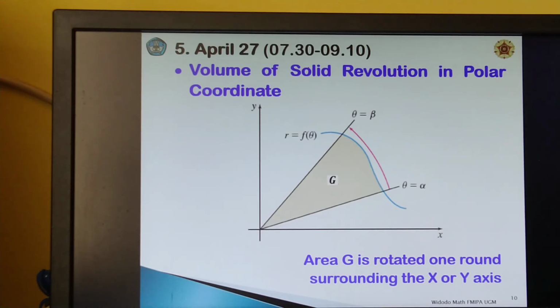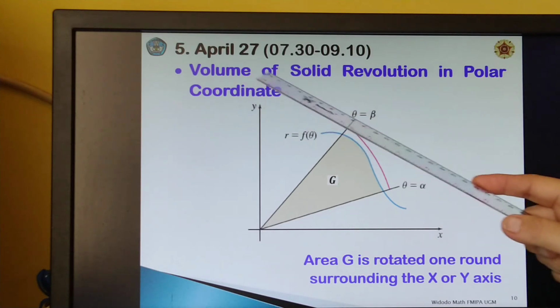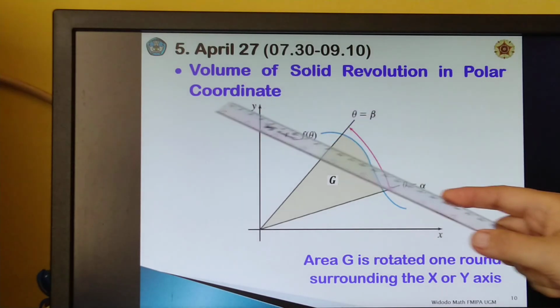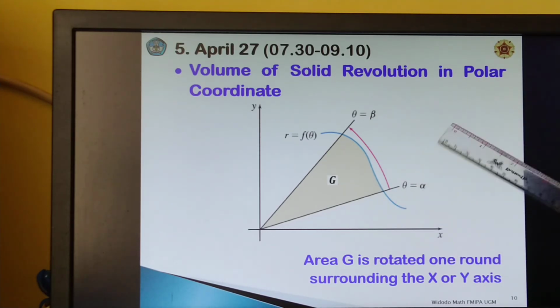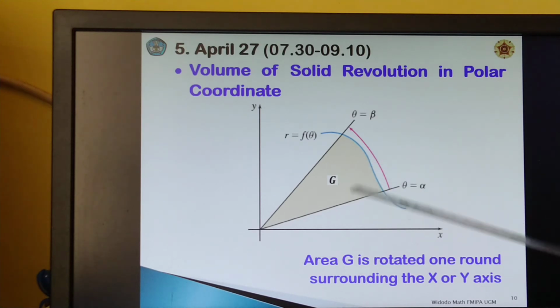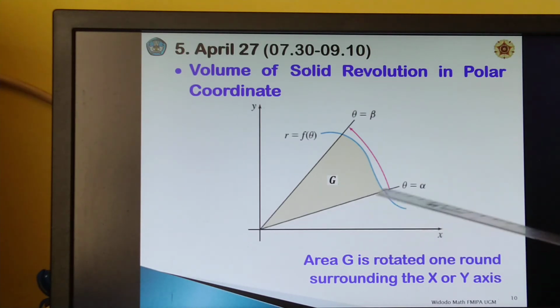In the fifth session, we would like to find the formula of the volume of a solid of revolution in polar coordinates. This is not easy, of course, but we can manage it in the fifth session. For instance, if we have G, which is the area restricted by theta equal to alpha.